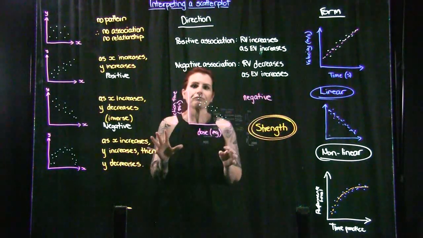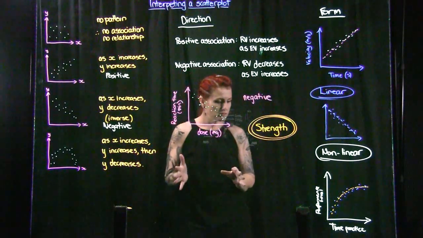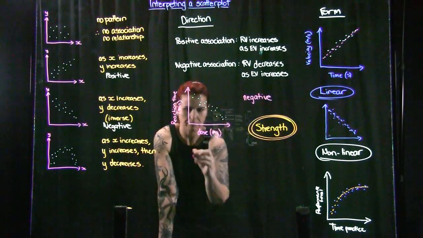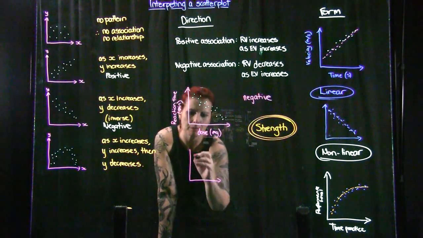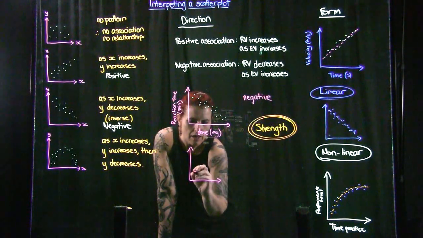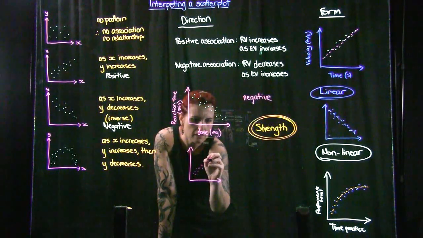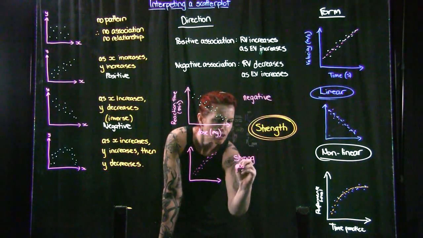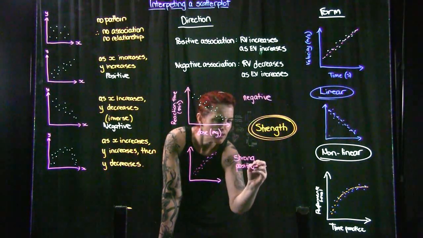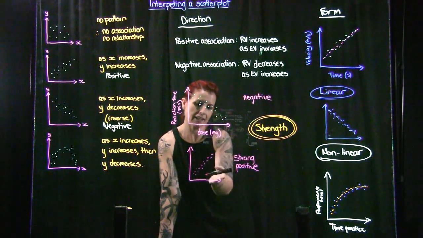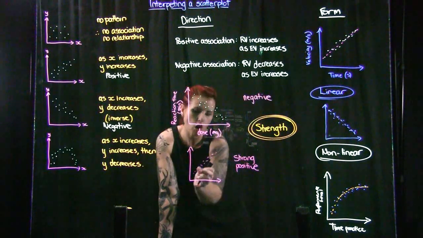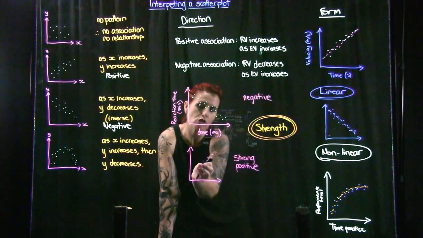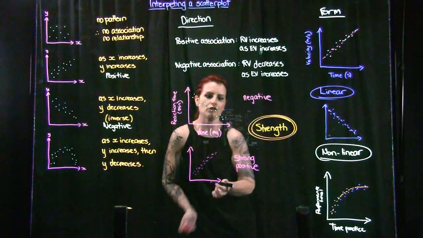Now, strength is fairly easy to sort of show you. Okay, so, strength. And of course it can be positive or negative. This here is a strong positive. So it's positive because as x increases, y increases, but it's strong because see how close together all those data points are. So in that scatter plot, the closer together they are, the stronger the association.